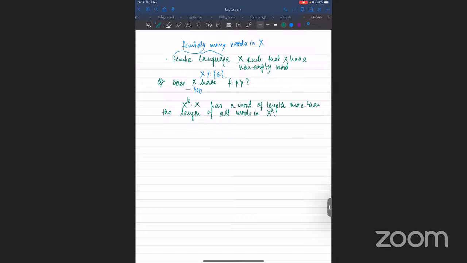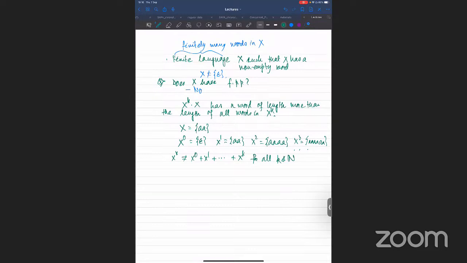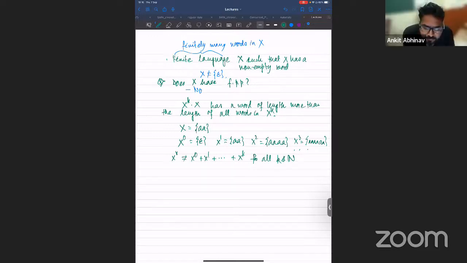So for example, suppose your X is just the set containing AA. Your X0 will have epsilon, X1 is AA, X2 is AAAA, X3 is six of them, and so on. So you don't have any k such that X star is equal to X0 plus X1 plus up to Xk, so it doesn't have the FPP, finite power property. Any question? Is it okay? Yes, fine, sir. Okay, good.